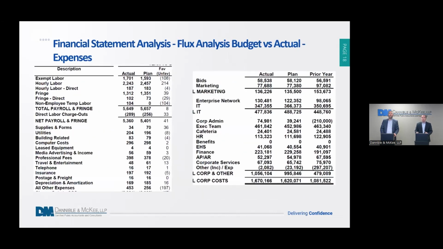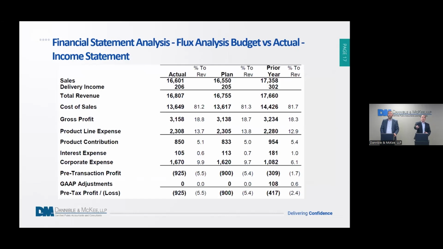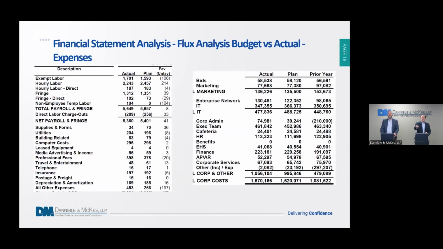And then this is even more detailed than the income statement. This is actually breaking out your expenses by big category and comparing actual to your plan and seeing, you know, are your expenses coming under budget? Are they coming in over budget? Maybe you have some labor that's coming in unfavorable, meaning we're spending more than we actually planned to.